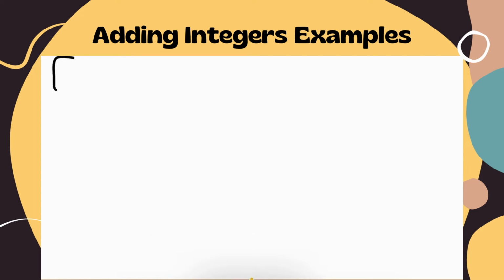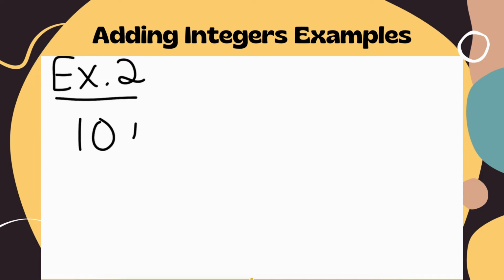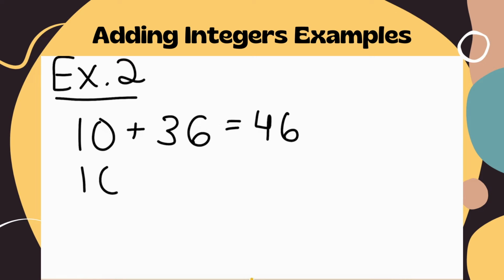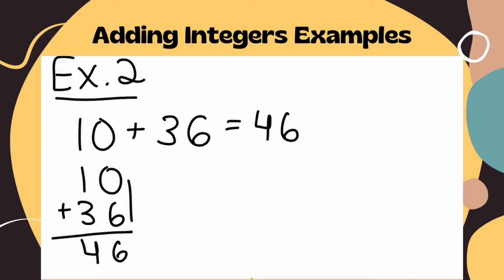So let's take a look at our next example, example 2. We're going to be adding integers for this one. And here we're going to solve the problem 10 plus 36. And you might just know that's 46, right? Adding tens can be a pretty easy thing to do. You can also think of it as stacking your integers if that's easier for you. So 0 plus 6 is 6, 1 plus 3 is 4, and that's how we get 46.